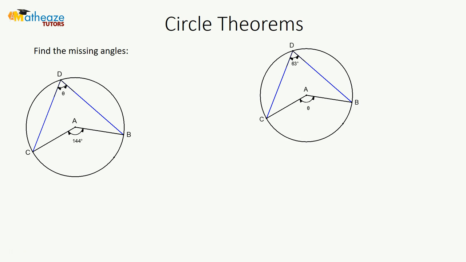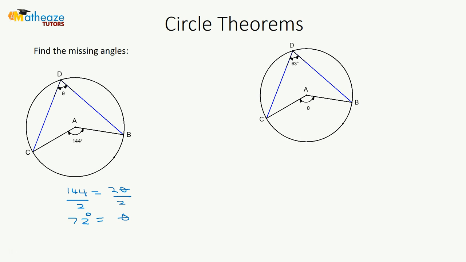Now let's try to apply these rules, these theorems that we have learned. So here we have the angle. This is theorem number 1. It says that the angle at the center is twice the angle at the circumference. So 144 is supposed to be twice the angle at the circumference. So we divide this by 2, divide this by 2. So the missing angle is 72 degrees.